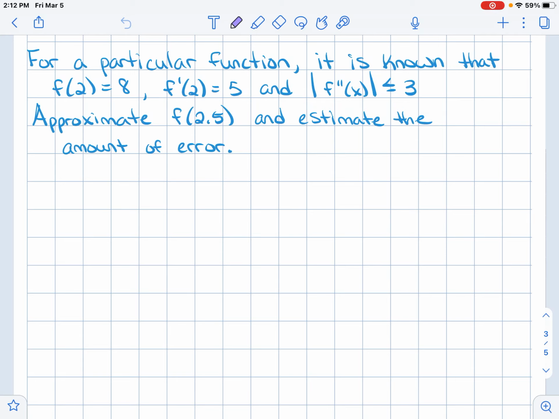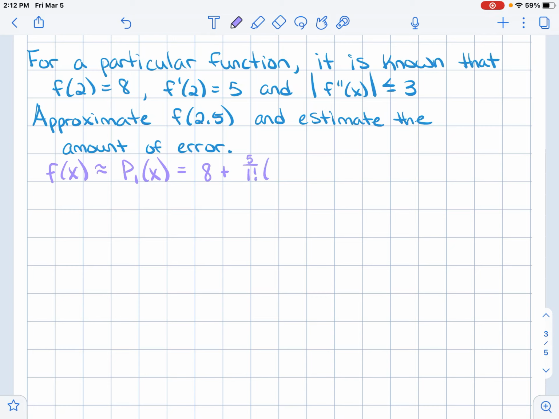Okay, welcome back. Since we only know the exact first derivative, we're going to write a first order polynomial. So f of x will approximately be f of a, which is 8, plus f prime of 2, which is 5, over 1 factorial, times x minus 2 to the first power. We're centering around 2 because this was f of 2. Simplifying a little bit, we get 8 plus 5 times x minus 2. I'm going to leave it like that and not distribute the 5, because I know I'm going to plug 2.5 in to approximate, and I'd much rather it be in this form.